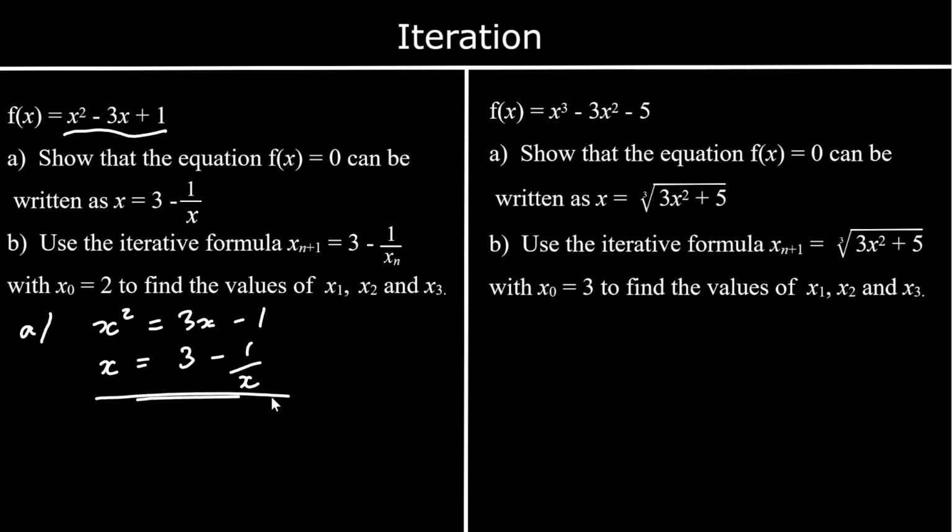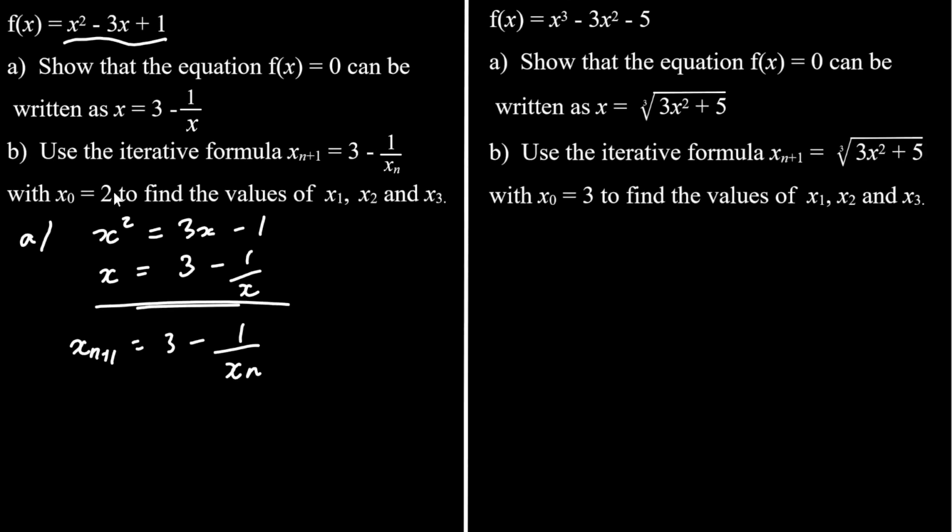So now we're going to turn this into an iteration formula. So we're going to have x n plus 1 equals 3 minus 1 over x n. And we're going to start with x0, our first one, as 2. So we're going to substitute in 2 first into our function. So that's going to go in here. So if n is 0, this one will be x1, 0 plus 1. So our x1 is going to be equal to 3 minus 1 over 2.